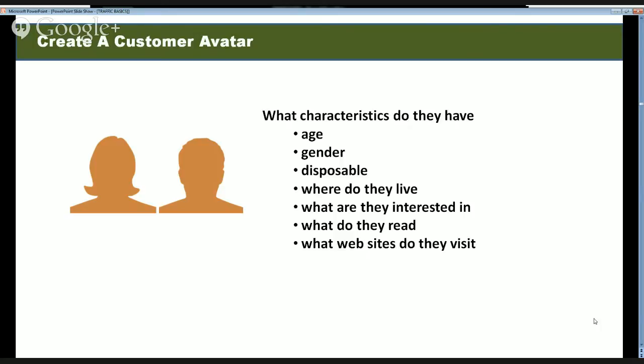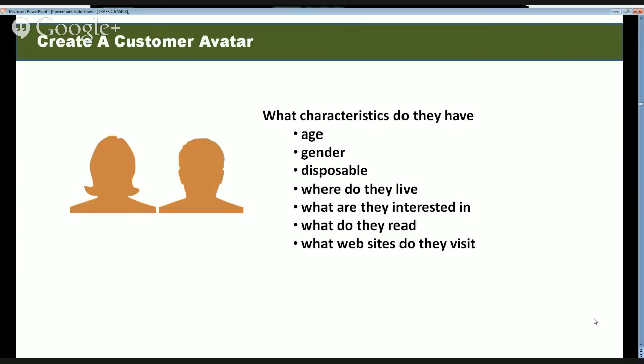The next thing is, what are they interested in? What are their hobbies? What activities do they pursue on a regular basis? Okay, what do they read? What books do they read? What magazines do they read? And then it's really important, what websites do they visit? Somebody that's interested in a home business opportunity might be looking and reading about things like Inc. magazine or Entrepreneur magazine, and they have online sites. Okay, who are the people that they follow?